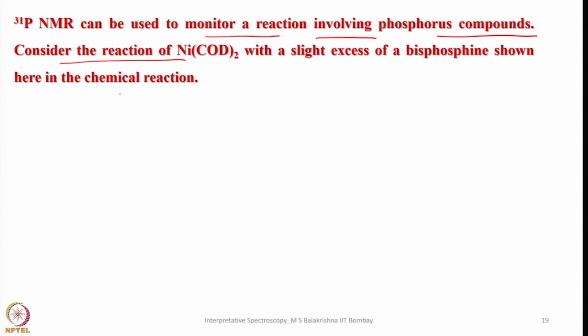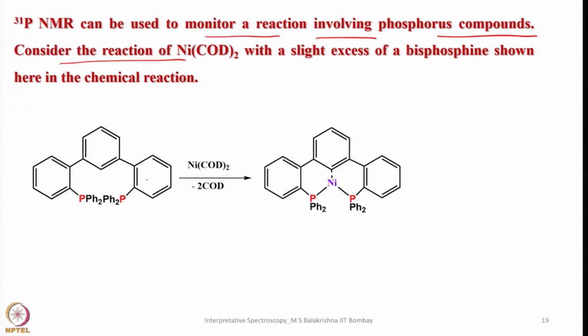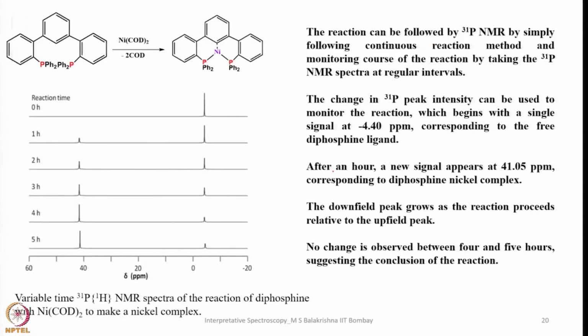So I am going to show the chemical reaction here. This is the bisphosphine we are considering, and when it is treated with Ni(cod)2, this type of nickel 0 compound is formed with some interaction with the ortho carbon present here. So still nickel is in 0 valence state and it's a 14 electron species, and then this can be readily monitored. How to monitor? It is very simple.